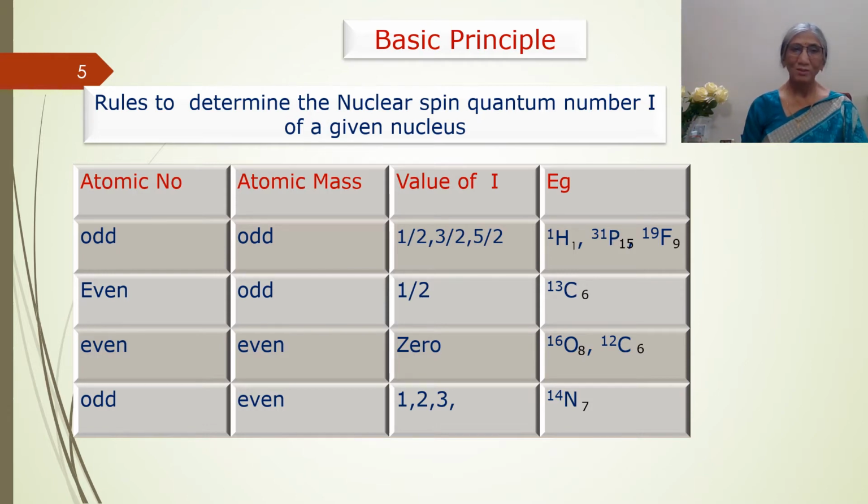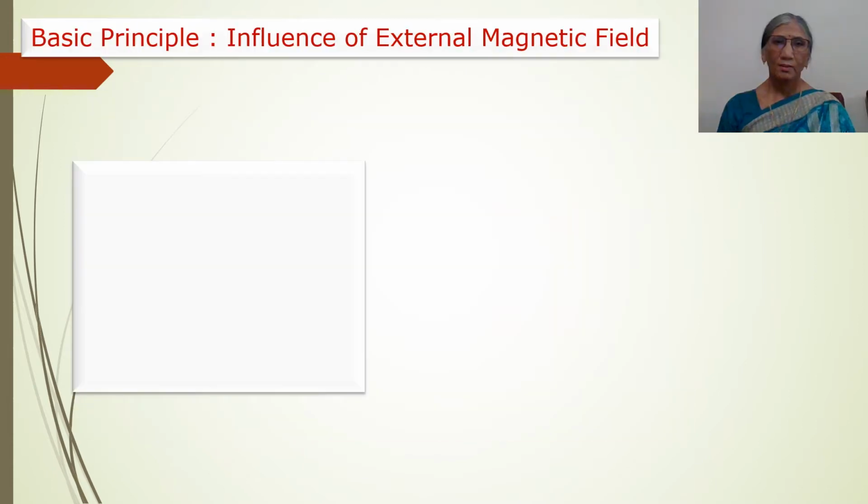When atomic number is odd and atomic mass is even, the value of I is an integer. It is 1, 2, 3, etc. Example is nitrogen-14. So we see here that the value of I, that is the nuclear spin quantum number, depends upon atomic number and atomic mass.